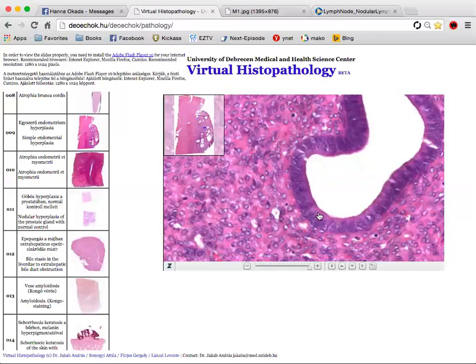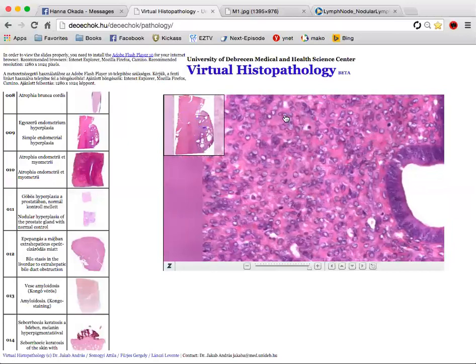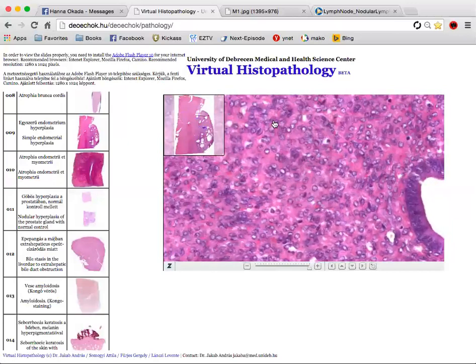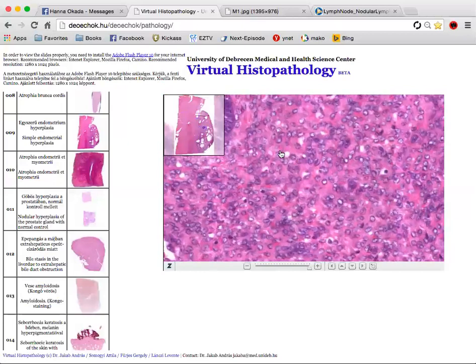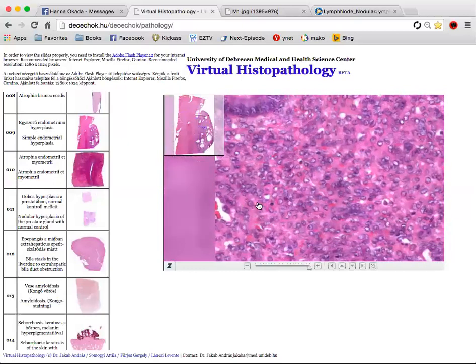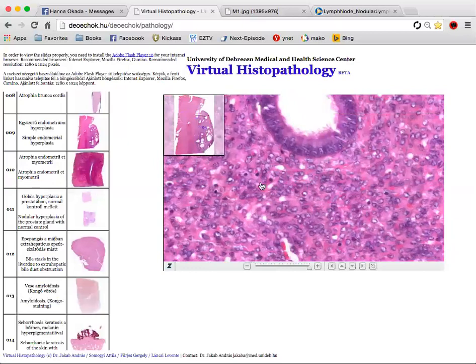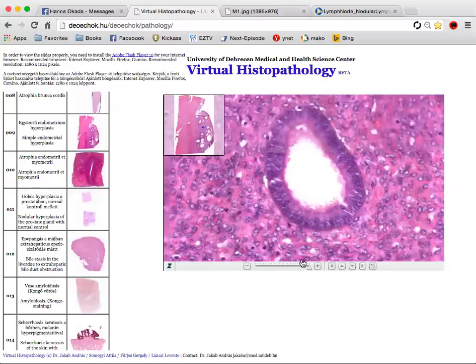So this is the glandular epithelium, and this is the stroma, and you can see that all these cells have these big nuclei, and this is chromatin, and these are nucleoli. So these are very active cells. They're all dividing, they're all producing proteins, and you can see it all over with the glands here.